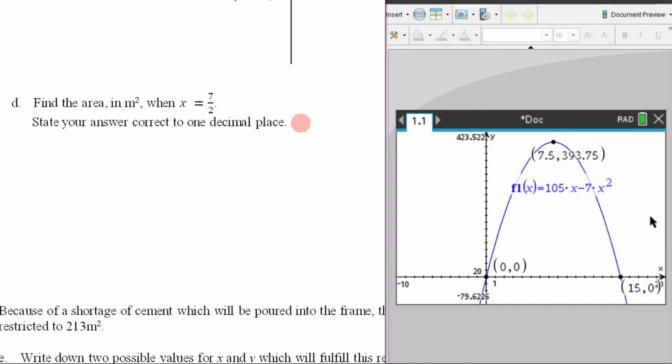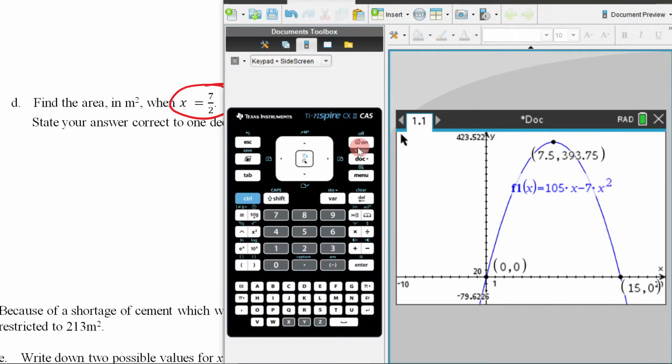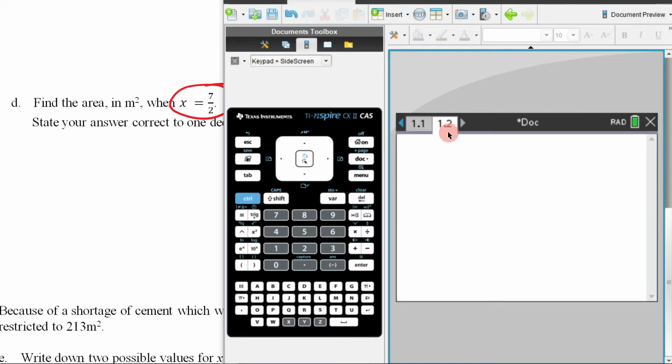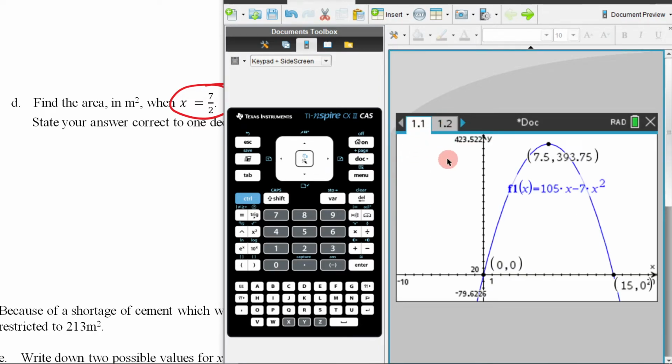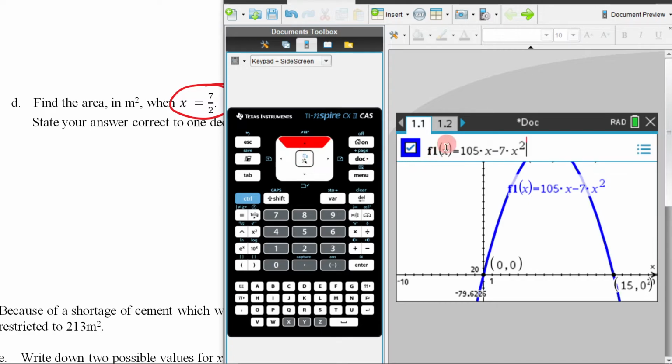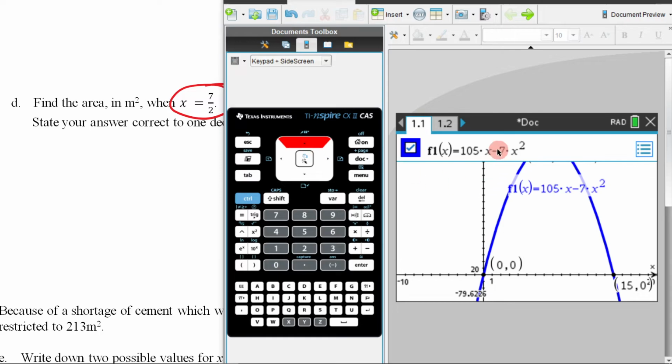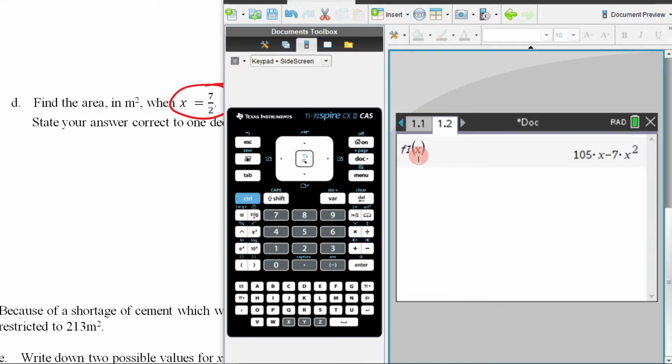And it says find the area when x is equal to 7 on 2. Now, this is where our function notation actually comes into play. So you don't need function notation to do this, but it makes it a little bit easier. If I now come over here and go Control, add Doc, add Calculator, what I can do is say, well, I know that this has been defined as f1. So I can go f1(x) like that, and you see how it's already defined for me? So by typing things into the graph page, they are automatically defined.